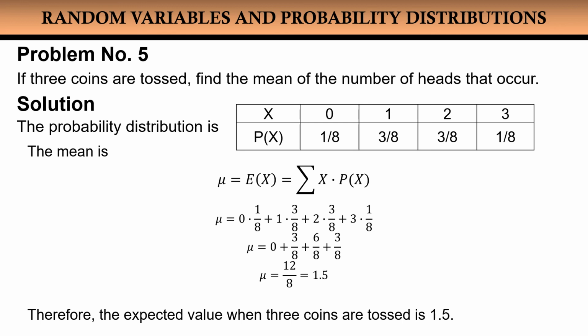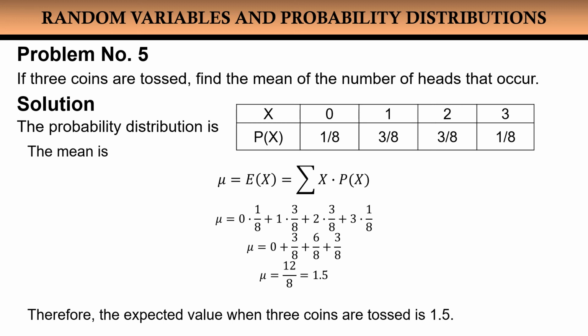Okay, pag naman sinabing mean, is the expected value of a given distribution. So let us have the fifth problem and the last problem. If 3 coins are tossed, find the mean of the number of heads that occur. So alam na naman natin ang probability distribution when we toss 3 coins ay yung nasa table: 0, 1, 2, 3, and 1/8, 3/8, 3/8, 1/8.